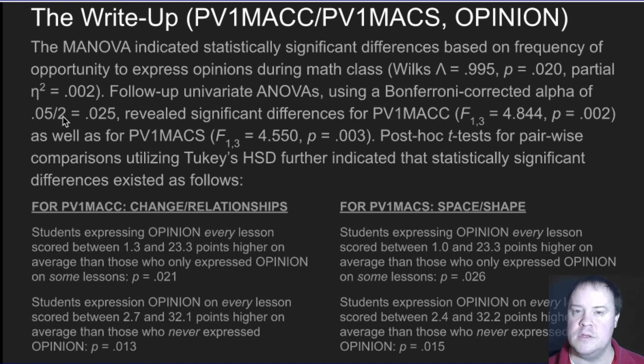Now remember, with the ANOVAs, we don't have a way to tell it to correct those alphas, whereas with the pairwise comparisons, there's a checkbox for Tukey's. So we have to do that manually, but it's pretty simple because there are 2 dependent variables. There's 2 different ANOVAs, so we're simply dividing our normal alpha of 0.05 by 2 and using 0.025 as a cutoff value.